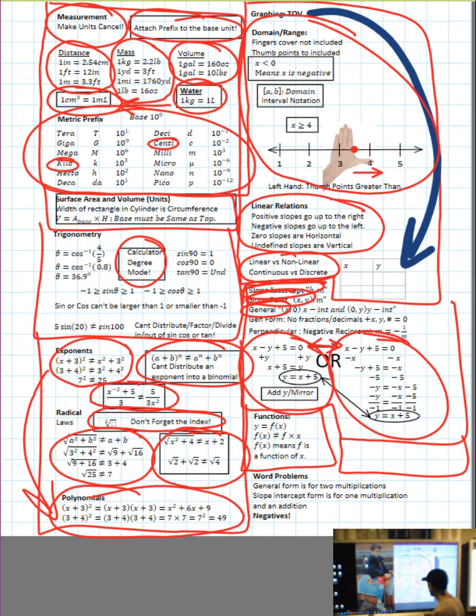f of x does not mean f times x. f of x is a function. It means put the x value in for x on the left-hand side. Then, word problems. We set them up in general form, where we usually have 2 multiplications, and slope-intercept form, where we usually have 1 multiplication and an addition. And be very careful of negatives in your word problems, like my negative rent in that word problem, where my rent is negative because I have to pay that.